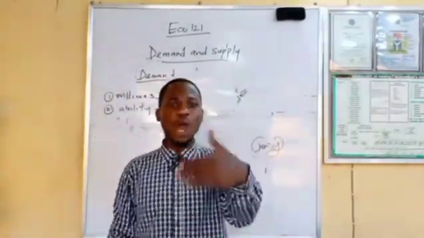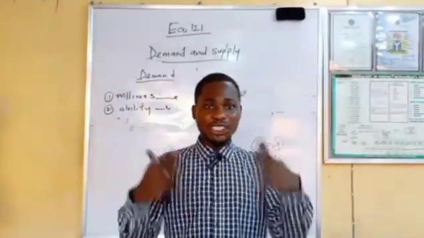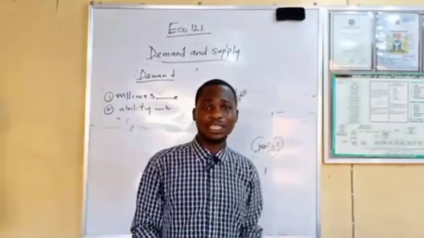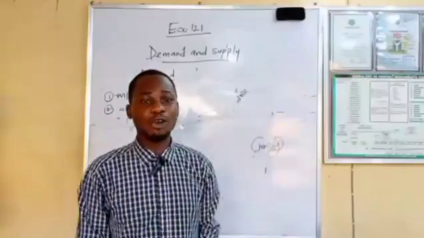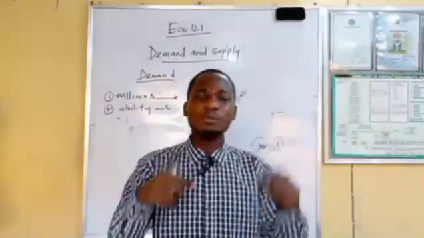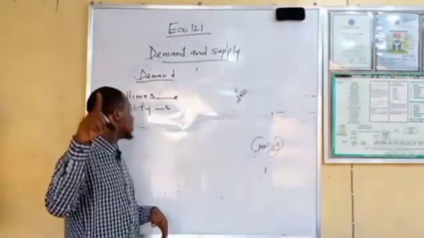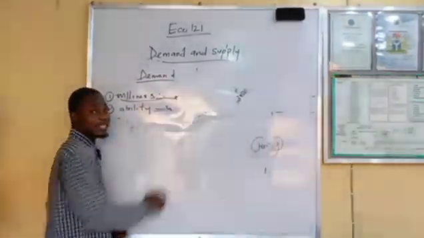You have the ability to get it at that particular time. Not that you are going back, saying okay, I will come back to get the commodity. No, you are getting it at the moment you are seeing it. That's what we mean by demand. That's where the two terms come from, which are willingness and ability.